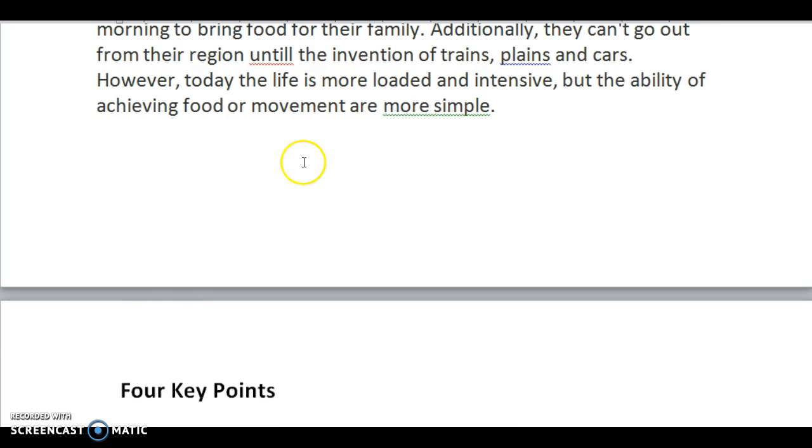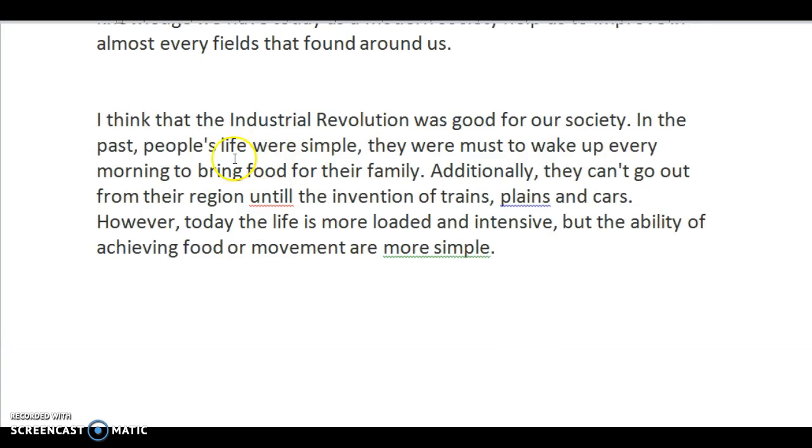We're going to review our key points in a minute. And again, here we have a similar situation. I think that the Industrial Revolution was good for our society. Here I want to actually look at the ideas. In every paragraph, we need a main idea. And here it is: the Industrial Revolution was good for society. Now I have to find out why.